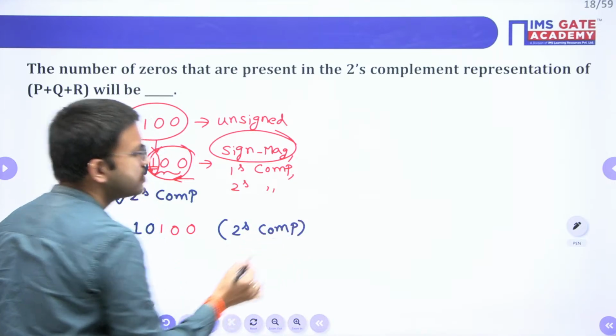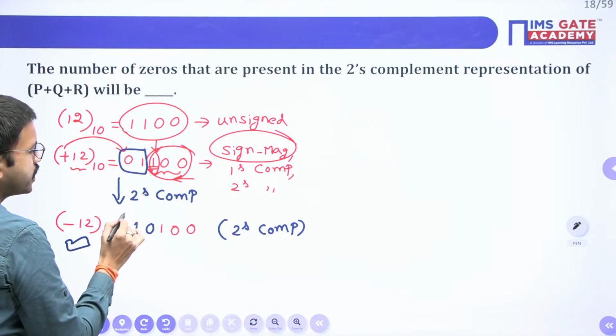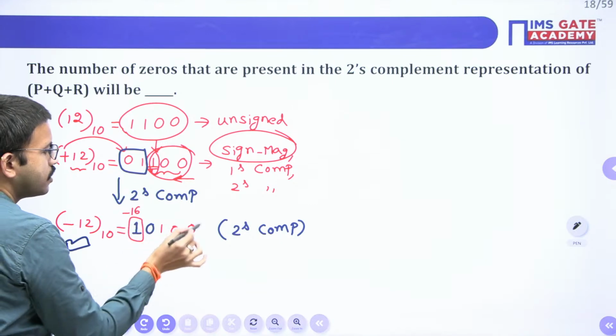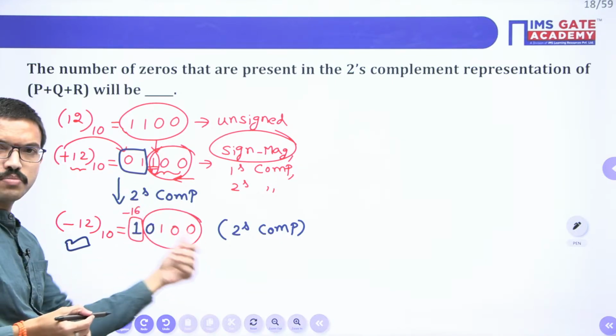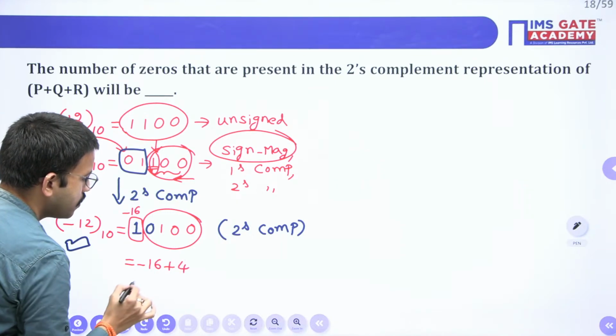See whether your answer is correct or not. Let us verify. When you place the positional weights, here the corresponding positional weight is -16, since the sign bit is 1. Now 0100 is nothing but 4. So -16 plus 4 is nothing but -12.